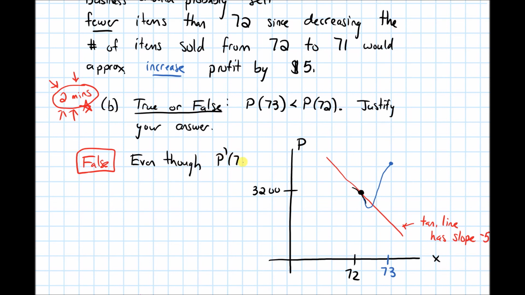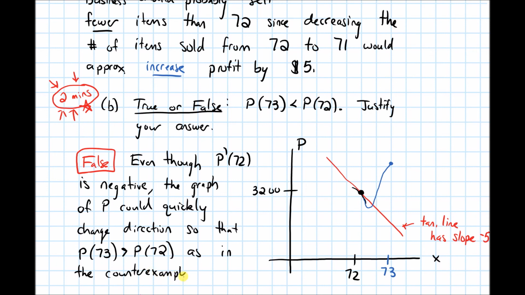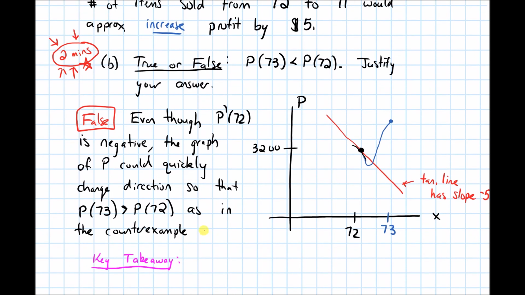This is false, even though p prime of 72 is negative. Even though the derivative at 72 is negative, the graph of p could quickly change direction so that p of 73 is greater than p of 72, as in the counterexample on the right.